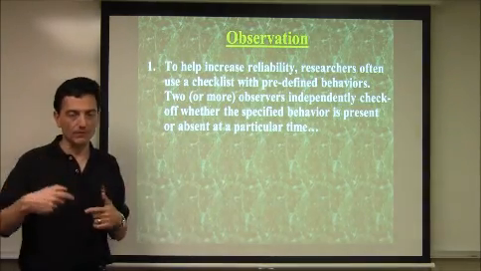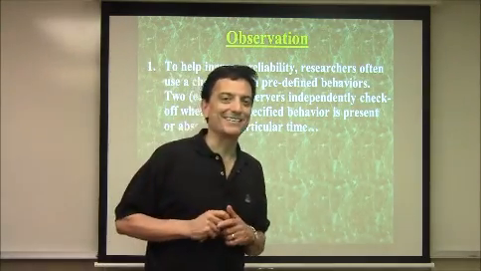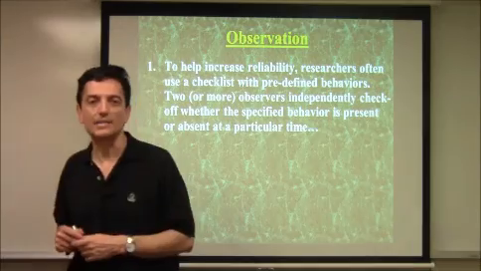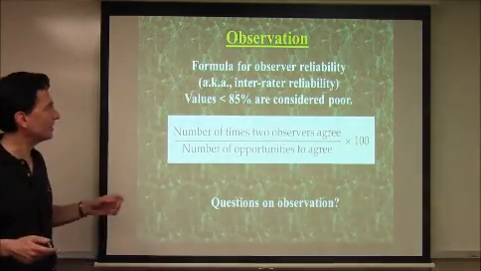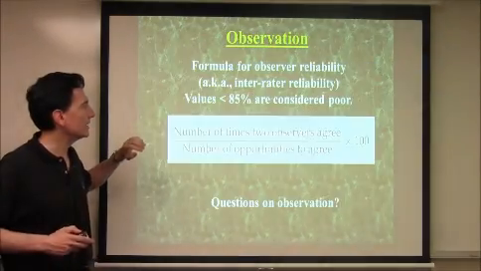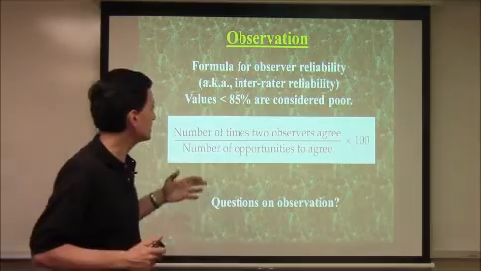And you and I might be observers, and we're looking at a particular child, and maybe I would check that this child is being aggressive at this moment, and you would not. Okay, so we might have the same checklist, and what we'd be interested in is some way of determining inter-rater reliability. You would be one rater, I would be another rater. And this is what we might do.